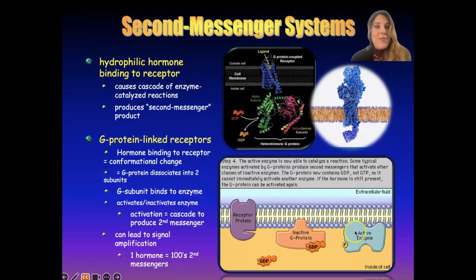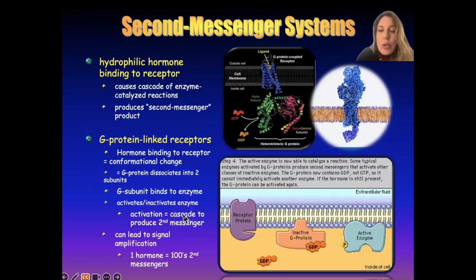Well, by now activating that enzyme can activate other things, which causes a whole cascade effect, and you can have one hormone that bound to that original receptor protein now causing hundreds of second messenger products to be produced. So hormone binding to the receptor causes the conformational change. In the case of G protein, that causes this G protein to dissociate into its parts, and we end up getting GDP leaving and GTP coming in, and that will then migrate and activate this enzyme, which will cause a cascade of production of second messenger compounds that we need.